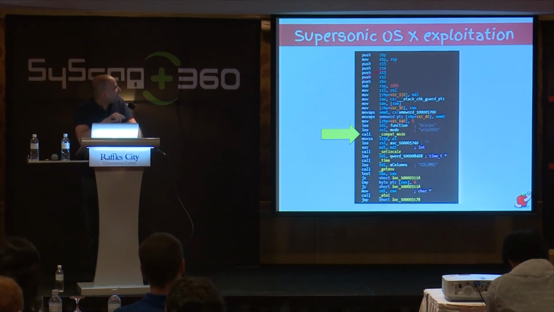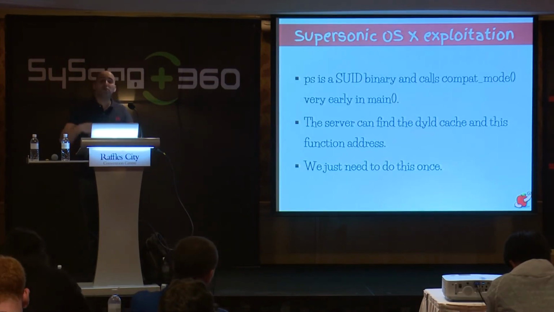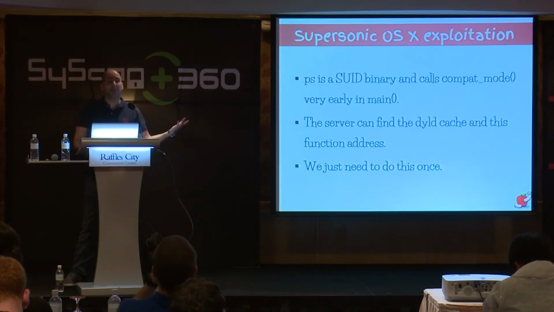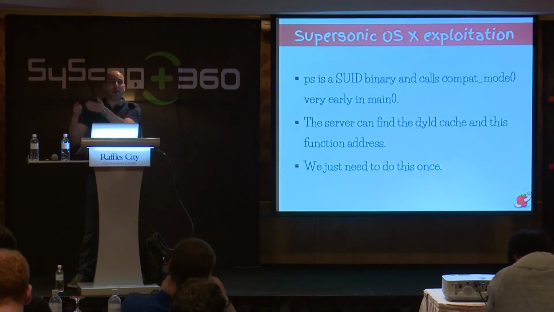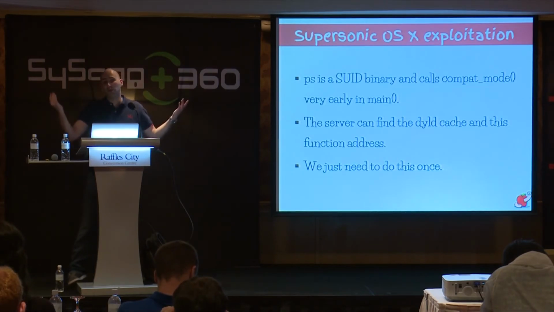So this is the entry point of PS, which is a SUID binary in OS X. And you can see it is calling a library function, compat mode, very early in the process. So what we can do, we can have the server process find where this function is in the library cache. We just need to do this once, because we know the library is mapped at the same address in every process. So when you find that address, it will always be the same. So the server can find it on itself, in its own cache, where this function is.